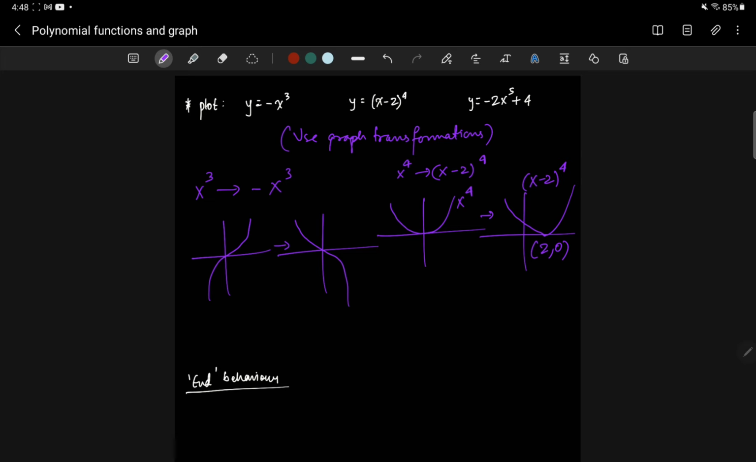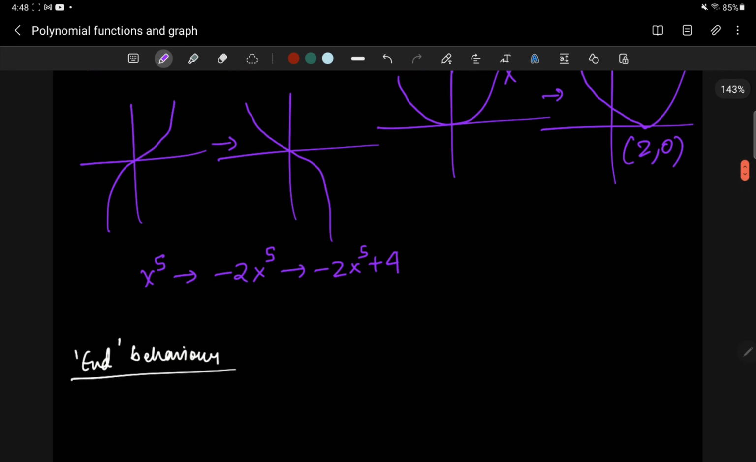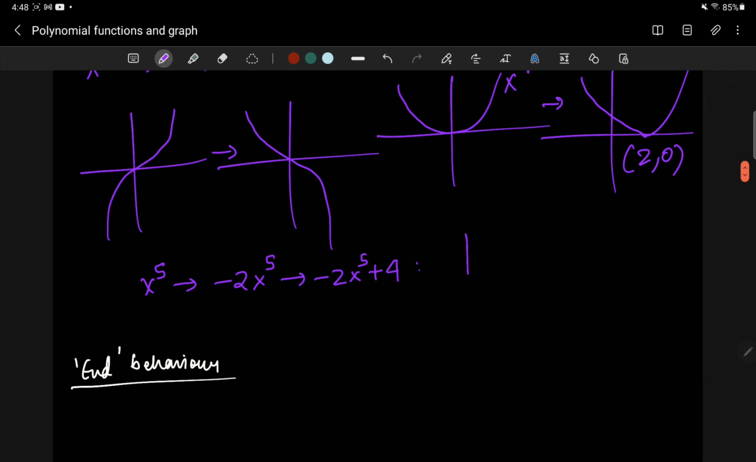The last one, there are going to be three steps here. You start with x to the 4, then you scale it and invert it, and then you add 4, right? So what does that mean? Graphically, now x to the 5 means it's odd, so that's the shape. And then I stretch it and I also invert it, so maybe it just becomes like that, steeper.